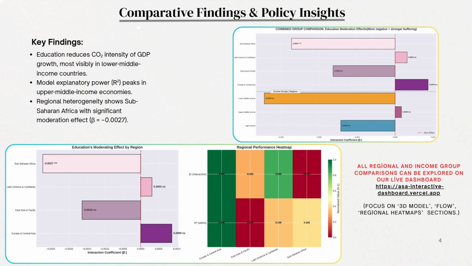In policy terms, our results suggest that education policy should be integrated with climate strategy. Strengthening tertiary education, technology transfer, and environmental awareness can accelerate the transition towards sustainable development. These findings align directly with SDG 4, quality education, and SDG 13, climate action, showing that education can act as a bridge between human capital development and climate resilience.